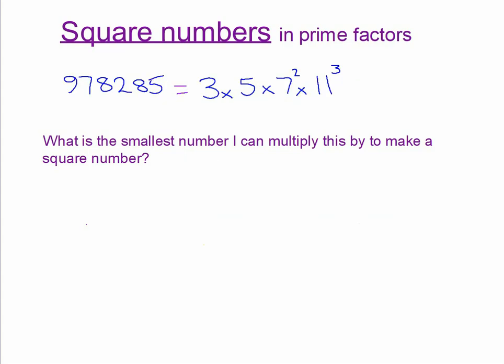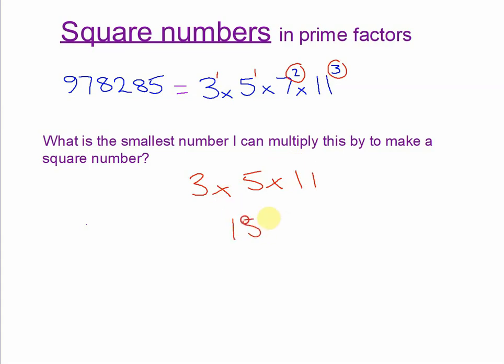I've got another one. So what do we have to times 978,285 by to get the next square number? Well, this is even, so I don't need to change the 7's, but the 3 and the 5 are both to power 1, so I need another 3, I need another 5, and that needs to go up by 1 as well. I can't ever go down, obviously, that's division, so I need another 11.